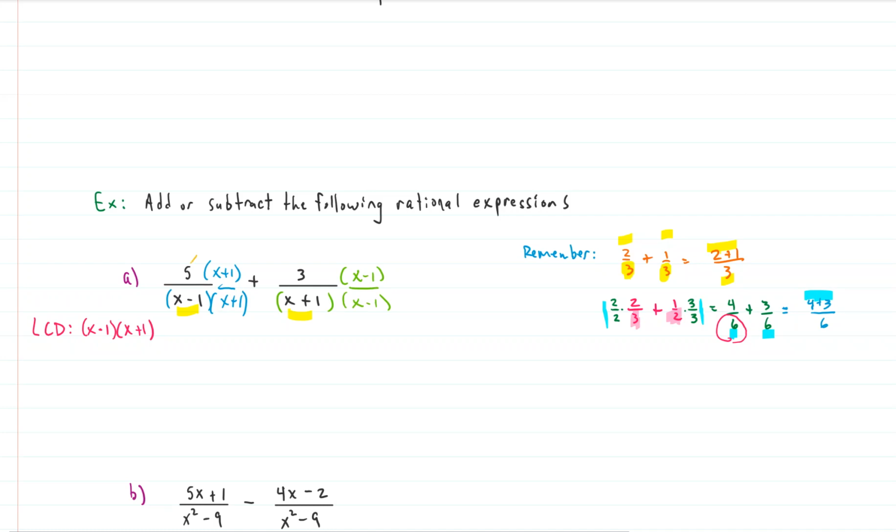We can distribute the 5 to the x and the 1 from the first term, and the 3 in the top to the x and the minus 1 in the second term. And if we rewrite all of this, then we have 5x plus 5.